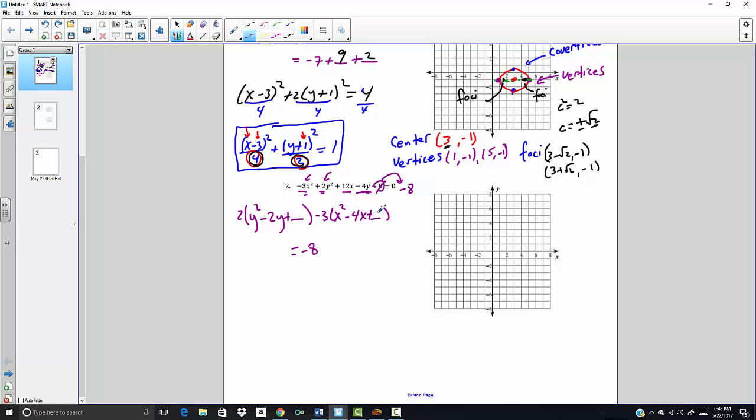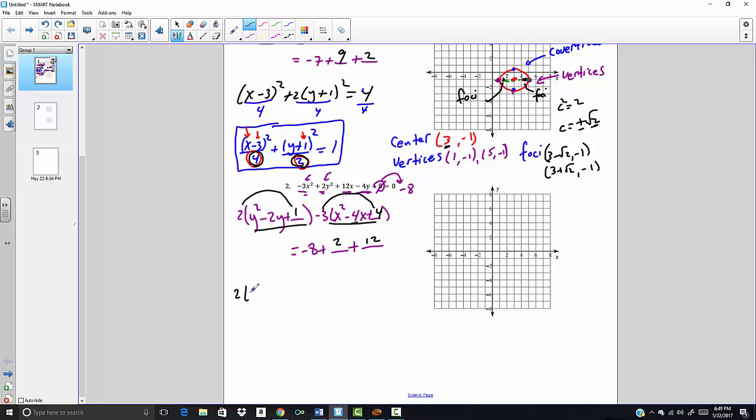But since I've added 2 blanks on the left, I'll have to add 2 blanks on the right to keep it even. It's an equation after all. And we'll fill this by completing a square. So half of -2 is -1, square it, 1. So this will be 2 times 1 on this side, which will be 2. I have half of -4, which is -2, and then we square that, so it'll give me 4. And this will be -3 times 4, which is -12. Okay, so I have a completed square and a completed square.